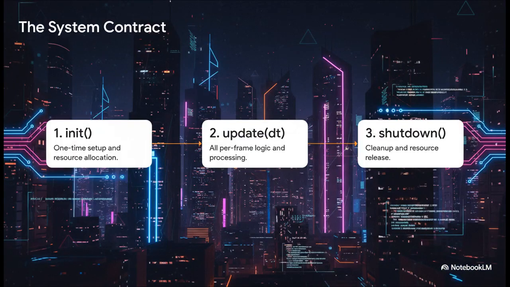The solution starts with a simple but really powerful idea, a contract. In the V-engine, every single system has to follow the same predictable lifecycle. We call it a base system. It's got three key methods: init for any one-time setup you need to do, update DT for all the logic that runs every single frame, and shutdown for when it's time to clean up. Simple, right? But it's incredibly effective because every system plays by the same rules.